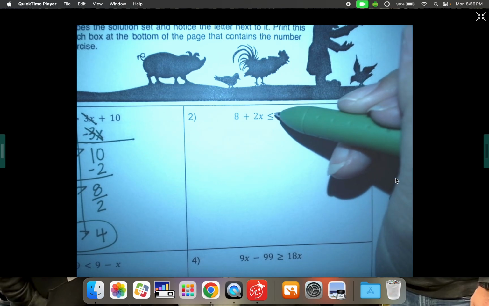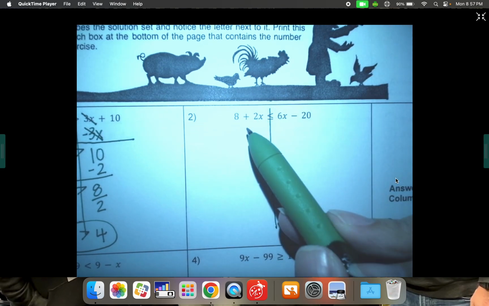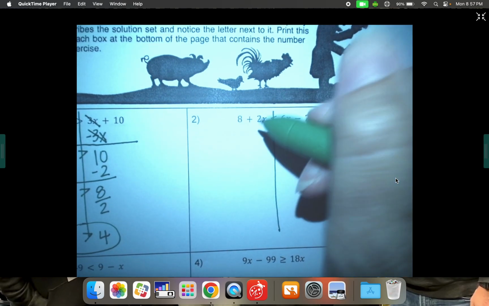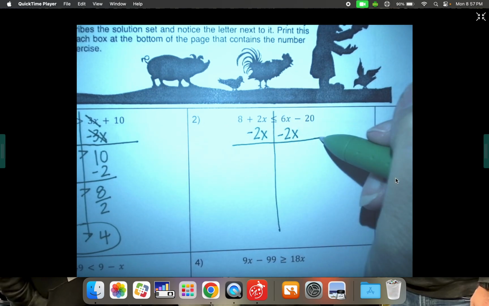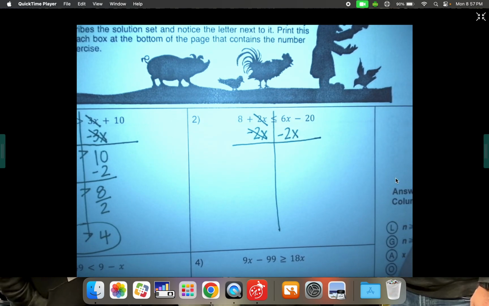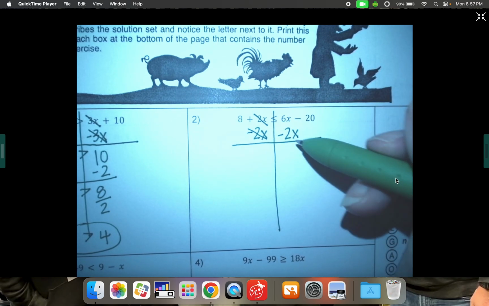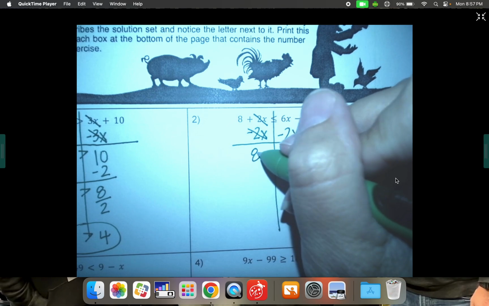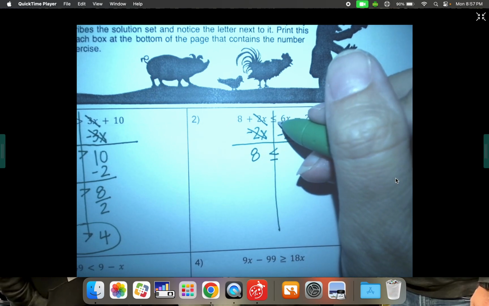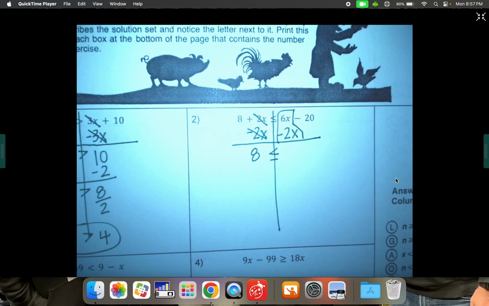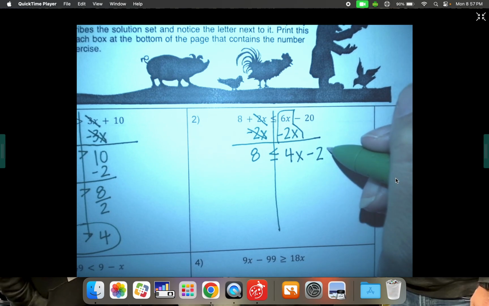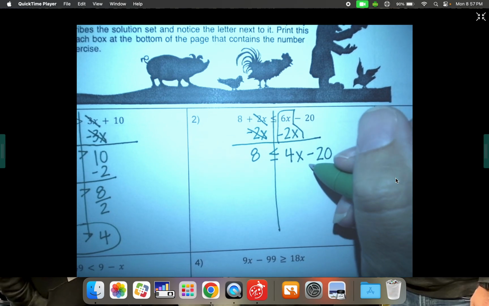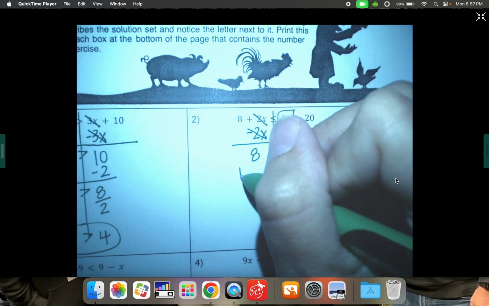Number 2, I'm going to choose to subtract 2x on both sides first. This is not the only thing you could do, but again, I like to move the variable first, and I like to stay away from negatives if I can. So by subtracting 2x, I'm not going to have a negative when I go subtract 2x here. So 6x minus 2x is 4x. Bring down your minus 20. Next up, you would add 20 on both sides.